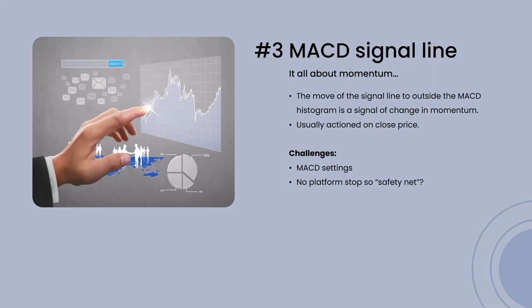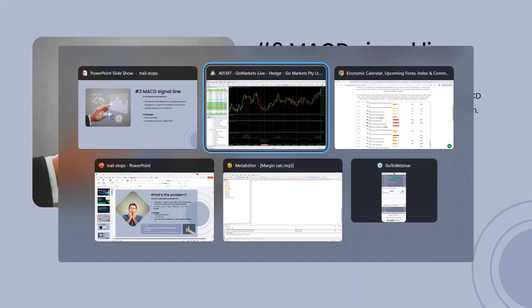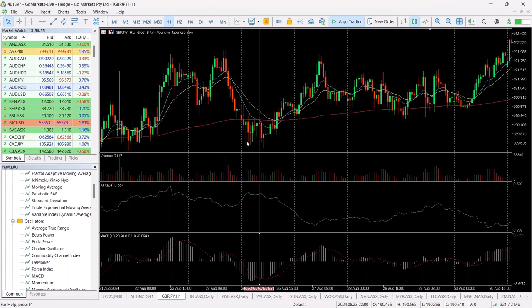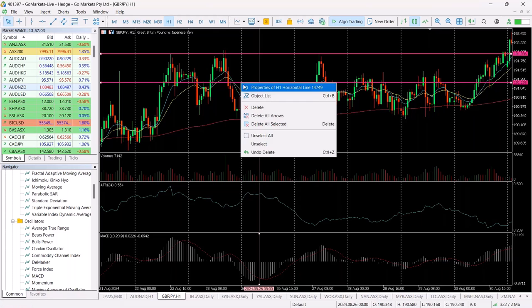The standard is obviously 12 and 26. There's no platform stop there. So again, you could use a safety net stop idea. So you may well have, with this, let's say that this is your initial stop here. Remember, this was our entry on this candle here.